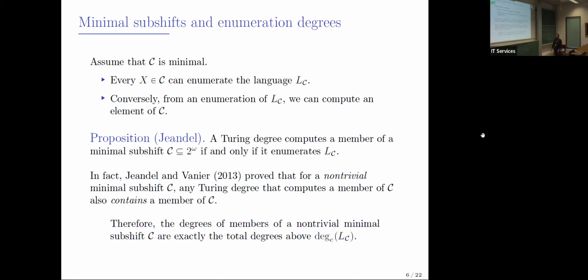Okay. So therefore, the degrees of members of a non-trivial minimal subshift C are exactly the total degrees above the enumeration degree of the language. Any degree that enumerates this language computes a member, and that's a characterization. So it'd be nice to understand these enumeration degrees, maybe, if you want to understand how hard it is to compute a member of a given minimal subshift.